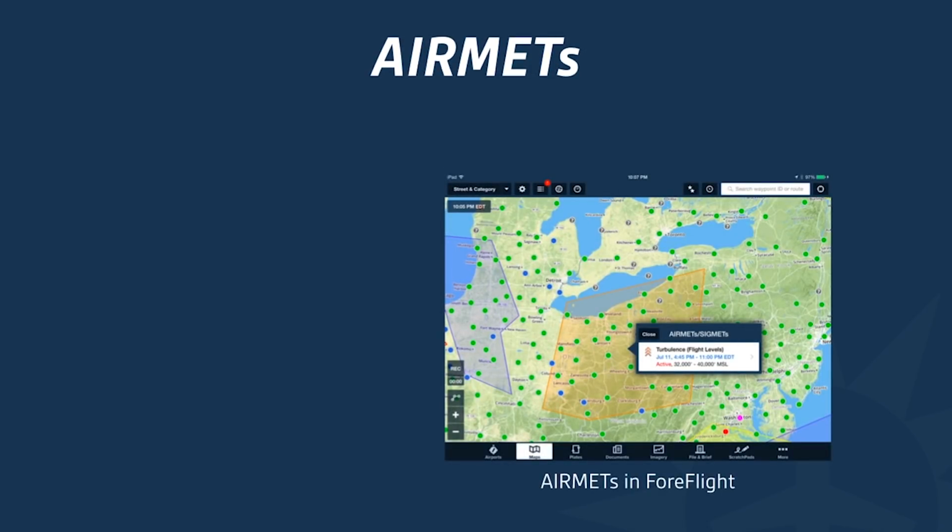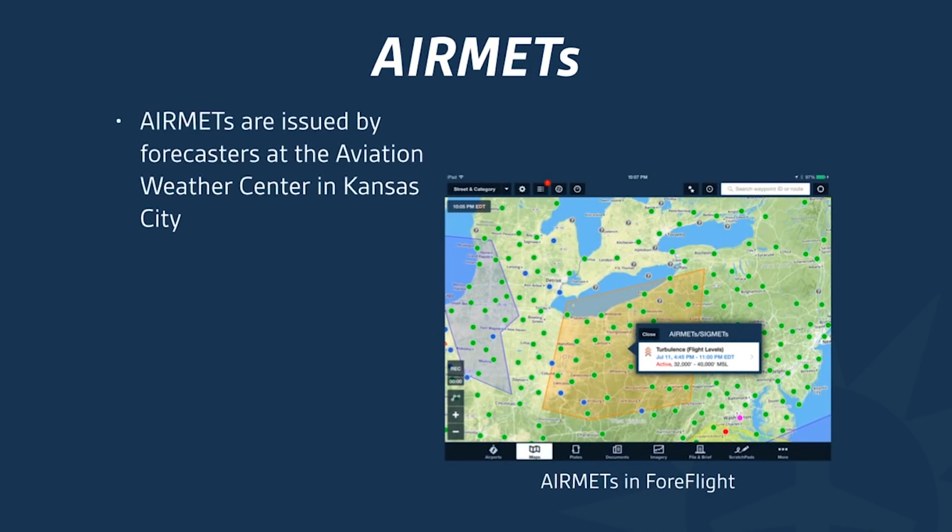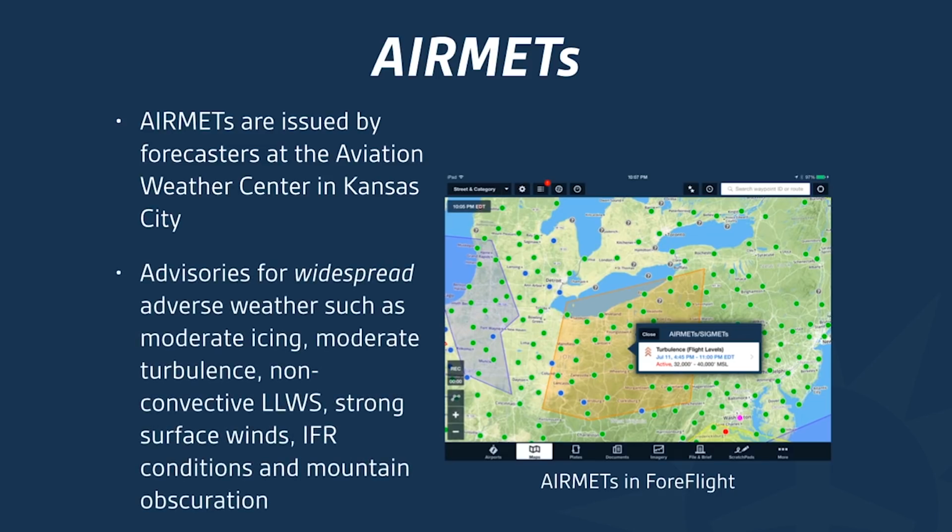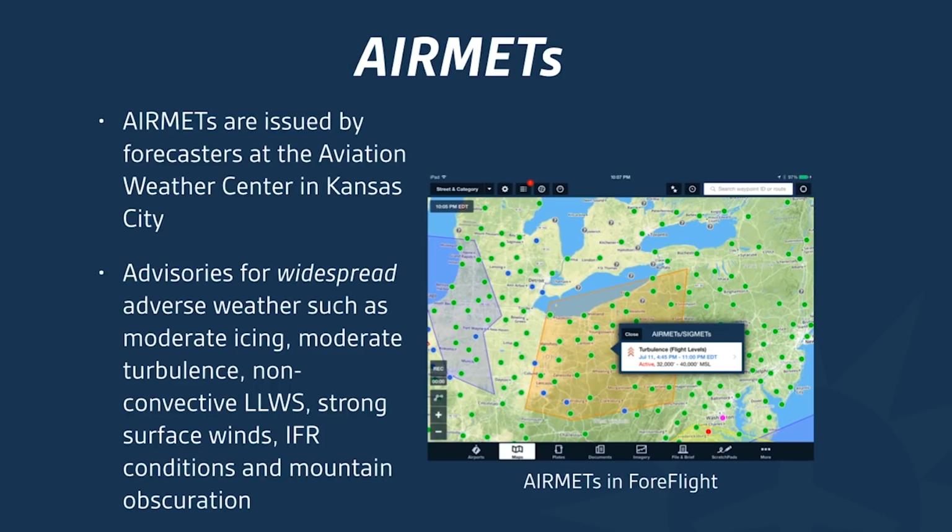All right, let's move into a discussion of AIRMETs. Now, AIRMETs are issued by forecasters at the Aviation Weather Center in Kansas City. They're advisories for widespread adverse weather, such as moderate icing, moderate turbulence, non-convective low-level wind shear, strong surface winds, IFR conditions, and mountain obscuration.